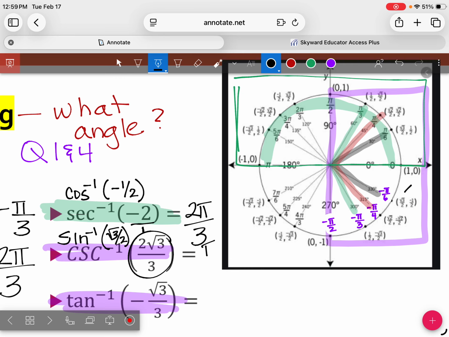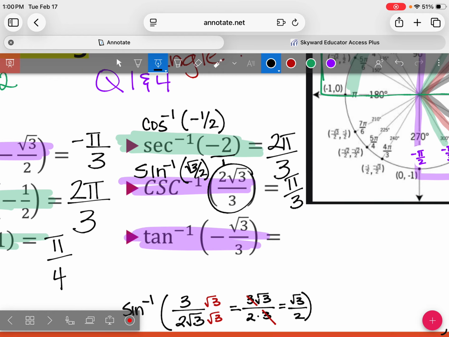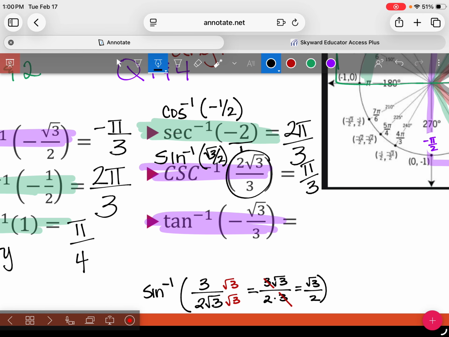All right, now we're down to the last one. Again, this is kind of hard because you have to divide. How do you find tangent? Is tangent x over y or y over x? Y over x. Okay, so let's talk about this. Let's reason through this a little bit.